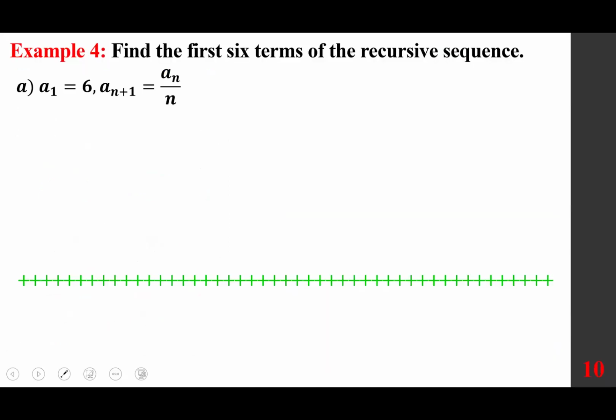Let's practice with the recursive sequence. So find the first 6 terms of the recursive sequence. A sub 1 is 6, A sub n plus 1 is A sub n over n. So if we were to define it for ourselves, it means if I want to find a term, I pick the previous one and divide by the number of that term, first term, second term, and so forth. So if I'm interested in the next one, which is A sub 2, then I need, and you can set this as n plus 1 equals 2, therefore n is 1. Therefore, I want A sub 1 over 1, which is 6 over 1, which is 6.